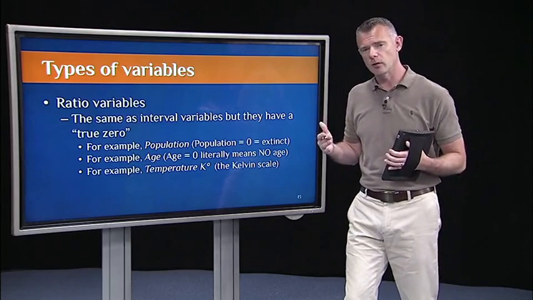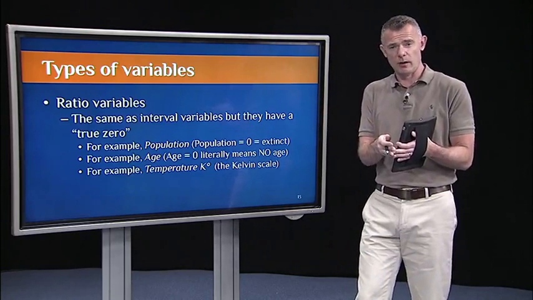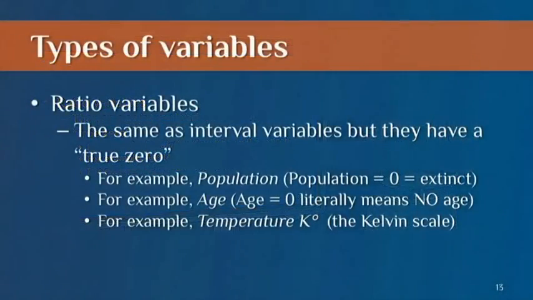And it's a ratio variable because it has a 0 point. So if the population of a country is 0, that's meaningful. That means that humans are extinct in that country, right? So it's what we call a true 0. Another example is age. If your age is 0, you literally have no age.